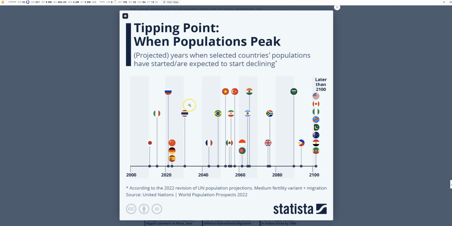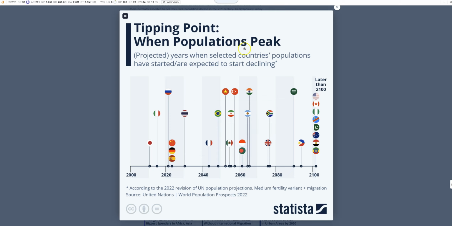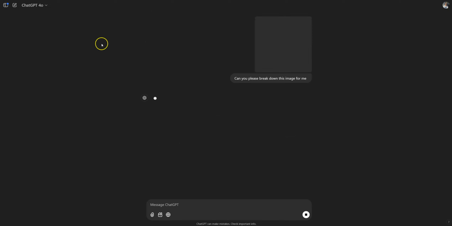Can ChatGPT break down images and graphs? Well, let's have a look. I've just got this random image I found of a very rough graph. We're just going to copy that image, take it over to chat, paste it in, and say, can you please break down this image for me?